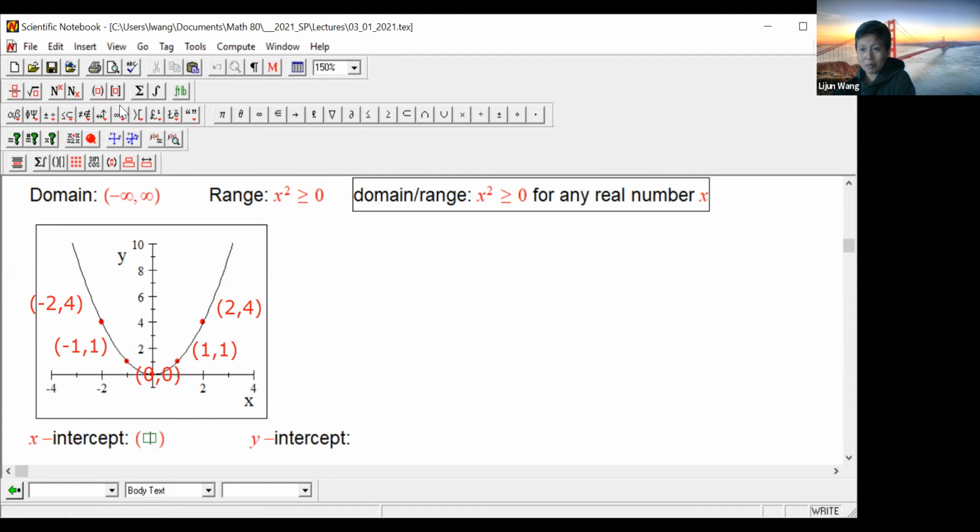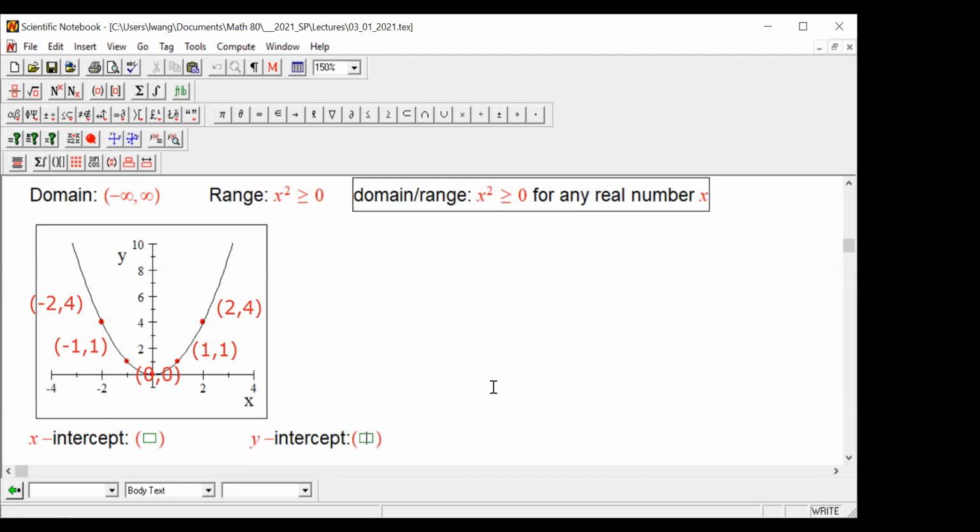So now let's look at intercept. What are the x-intercept, y-intercept? Do we have any? Does the curve cross the x-axis? Does the curve cross the y-axis? 0, 0, 0. Perfect. Okay, very good.